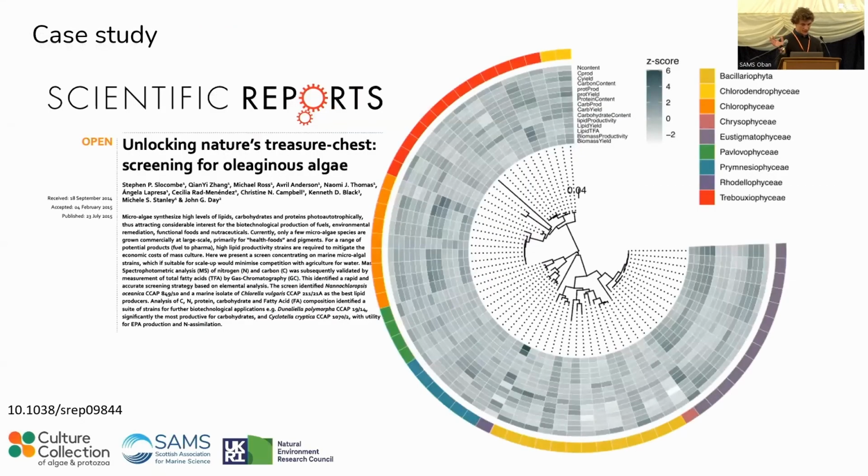This is a little case study that I want to show to show the power of the tool we have implemented so far. There is a Scientific Reports paper, a couple of years old now, which was a collaboration between SAMS and CCAP, where they screened a whole host of strains for their metabolic profile. So what kind of lipids they produce or how much lipids they produce, carbohydrates, etc.